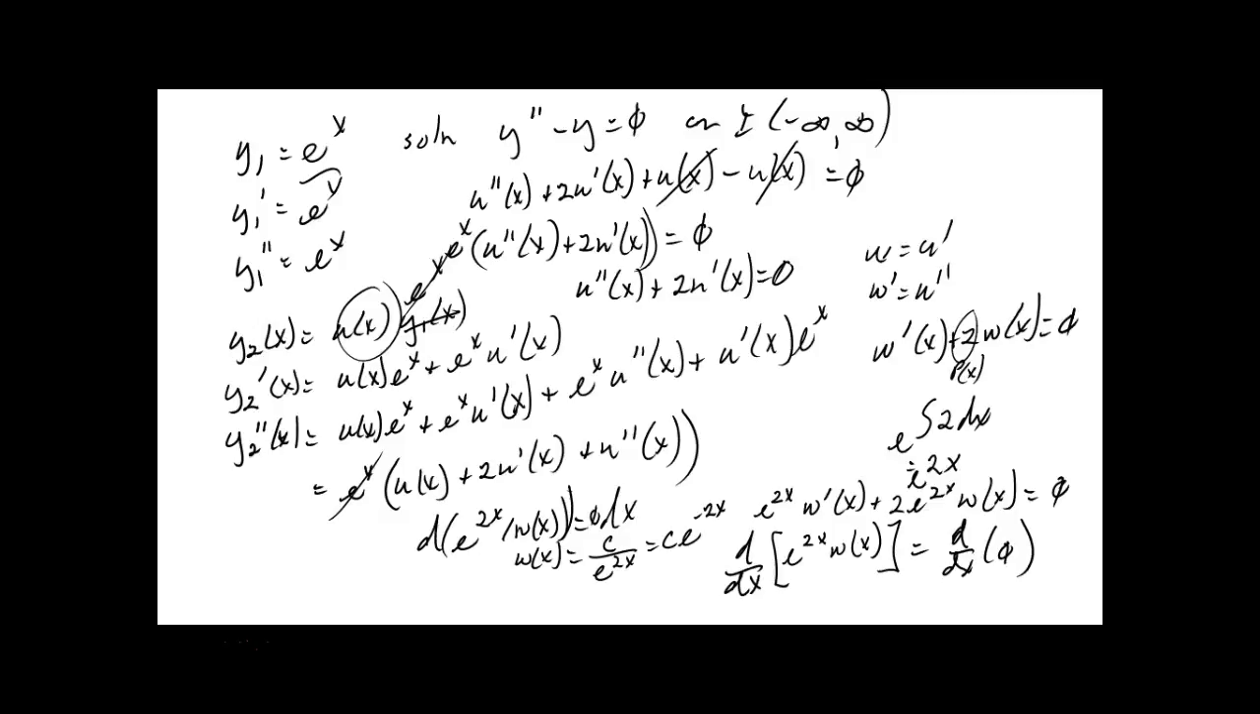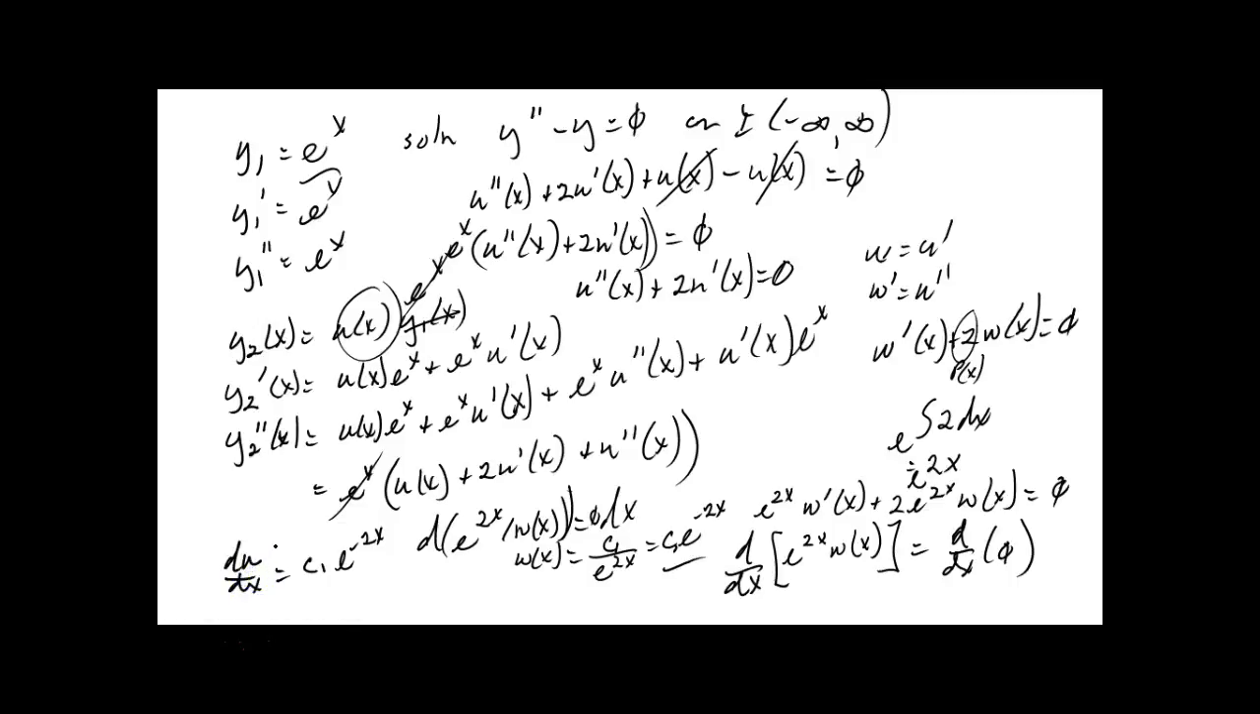Now they call that C1 rather than C. So we'll put a 1 there. It's going to come in important later. So that's our W of x, is this. But remember what W of x was. W is equal to u prime. So this means that du dx is equal to c1 e to the minus 2x.